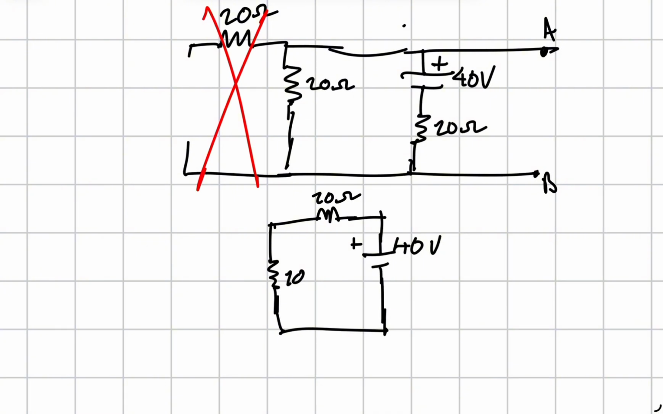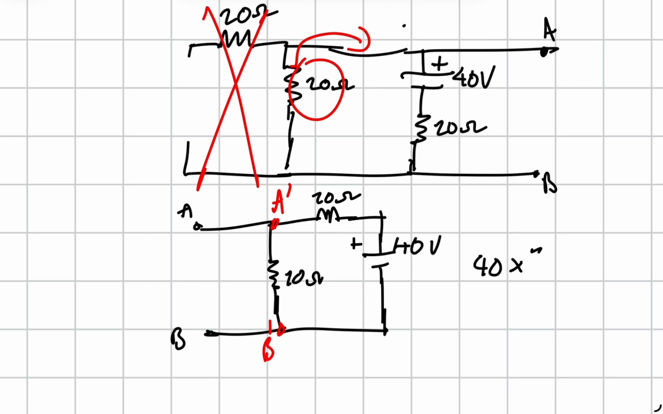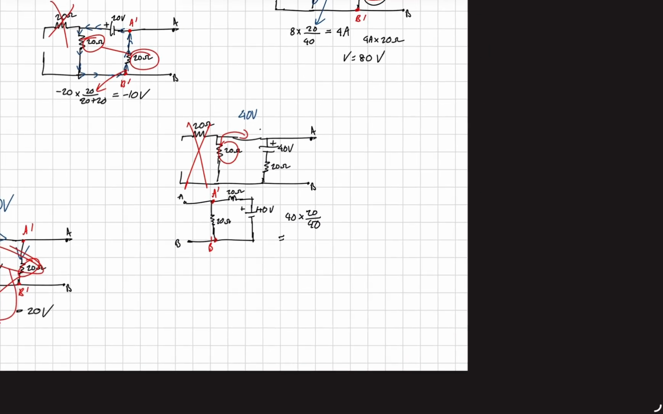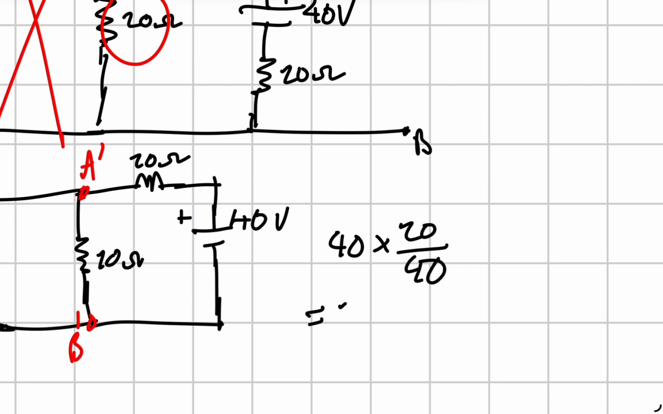And the 20 ohms here, the A and the B nodes here, and we can find our Thevenin's here. So basically, I took this 20 and I put it here, and that I just moved over there. So that's how I would do it, and I just do 40 times 20 over 40. That would equal, what was it, 20 volts.